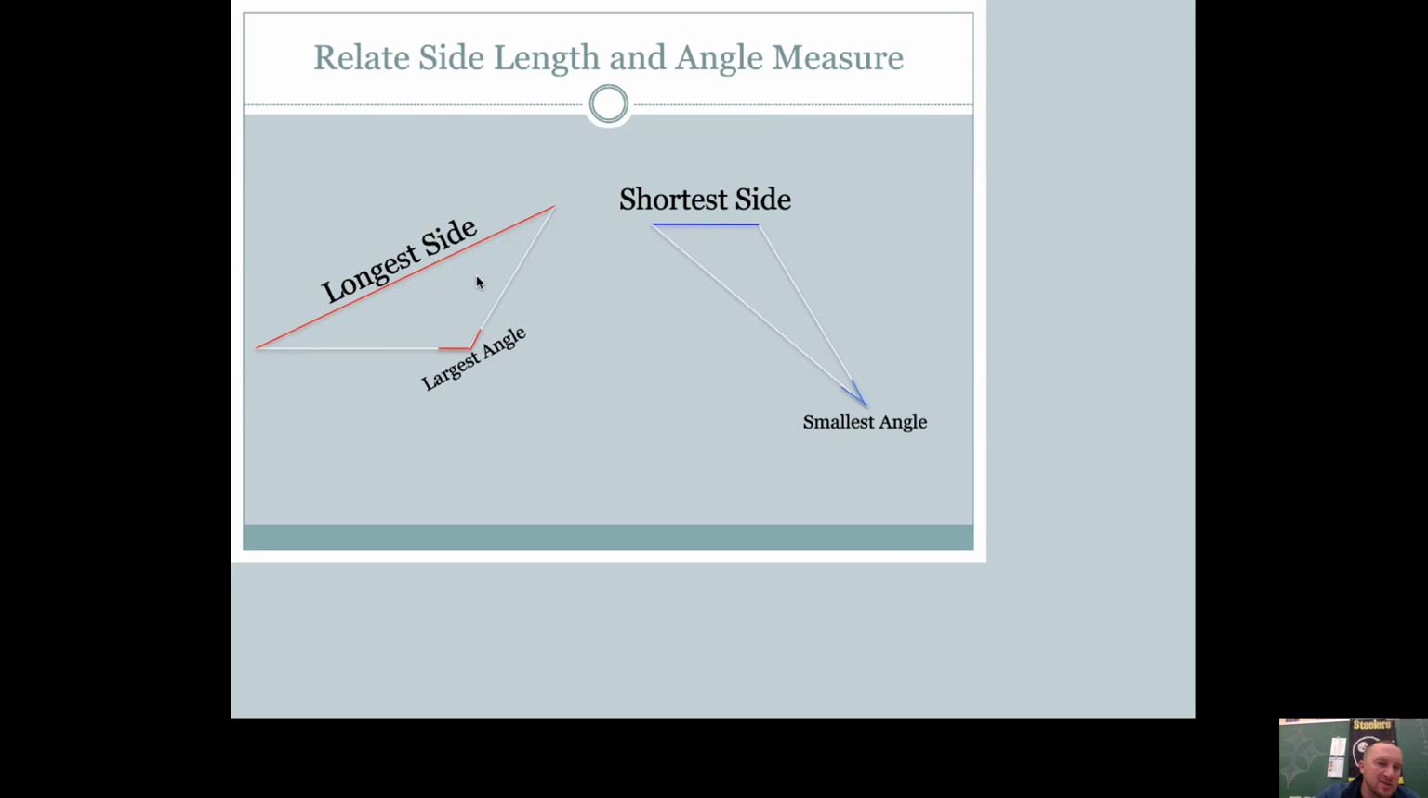What relationship does this angle have with this side? What relationship does this side have with this angle? Well, it's not a coincidence. The longest side is across from the biggest angle. The shortest side is across from the smallest angle.